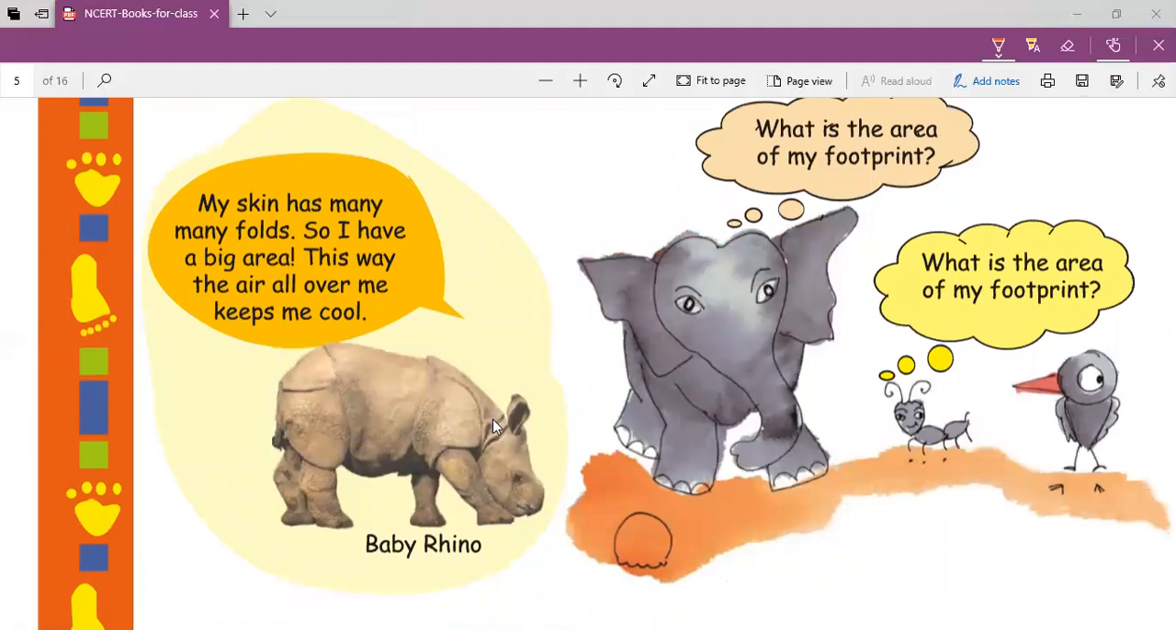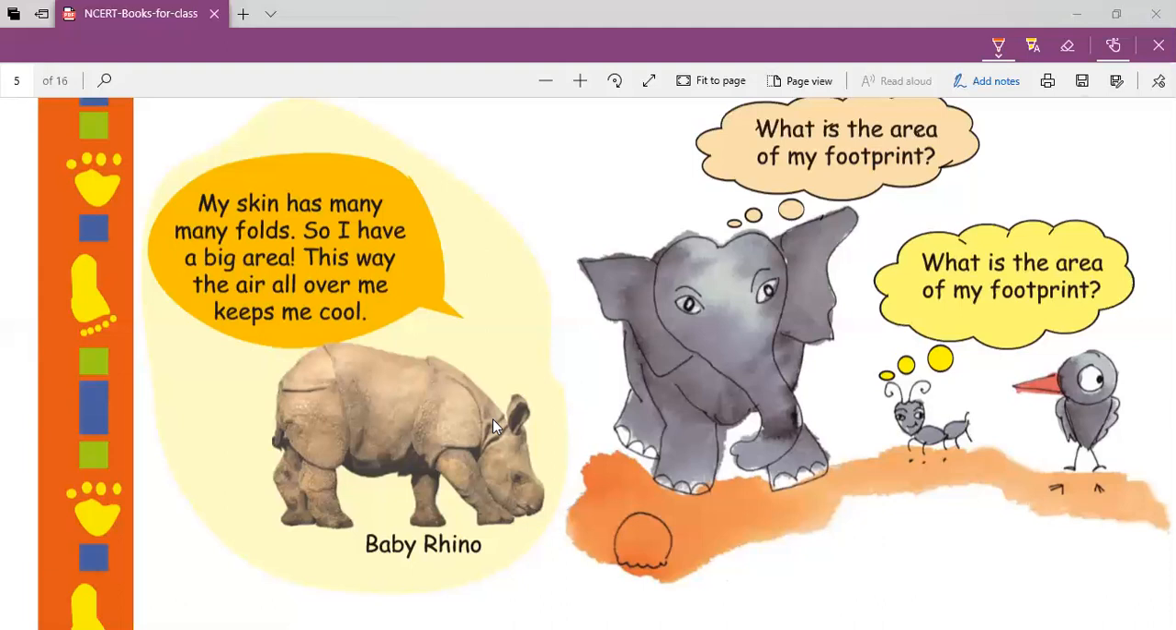Now let's see what this baby rhino is saying. My skin has many folds. Folds means some skin is layer-wise, we can say one fold and two folds. If a mama is wearing a big sari, when she folds it, the area the folded sari covers is less. If we place that sari fully open, or your shirt also, when you place your shirt open, it takes more area. When you fold that shirt, it takes less area.